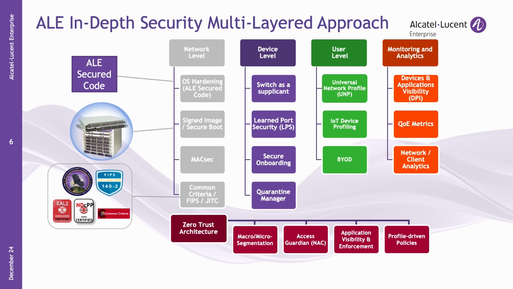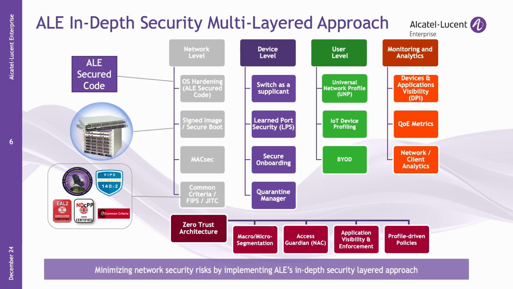All of this should be based on a zero-trust architecture that uses both macro and micro segmentation, along with a strong network access control like Access Guardian, which provides the required authentication based on the principle of least privilege. This is provided based on user profiles. Finally, there should be continuous monitoring and enforcement of these policies. In short, by implementing a layered security approach, you are able to minimize the network security risks.